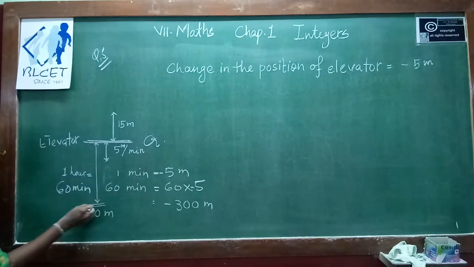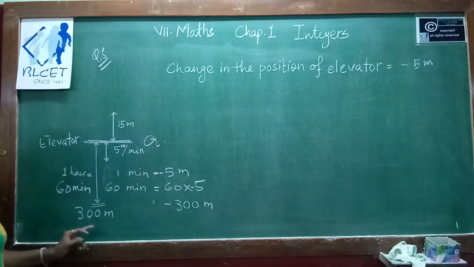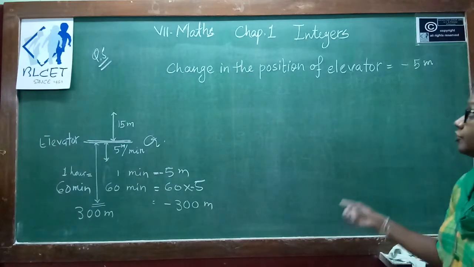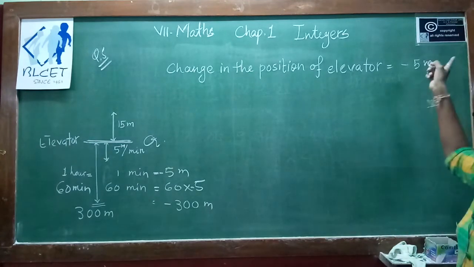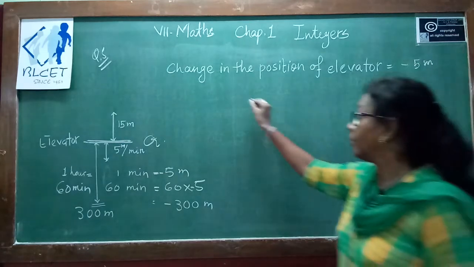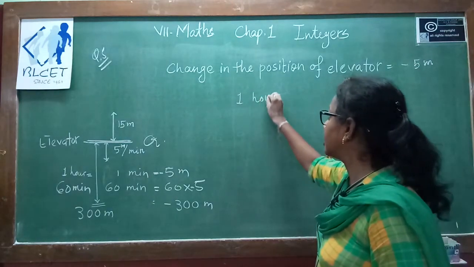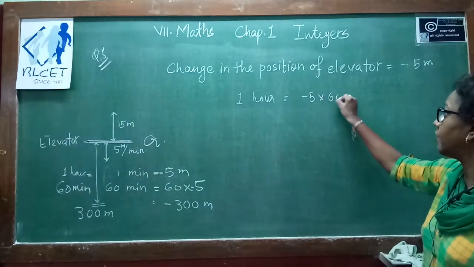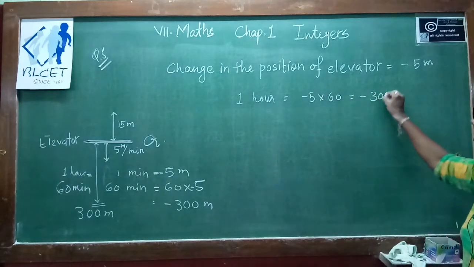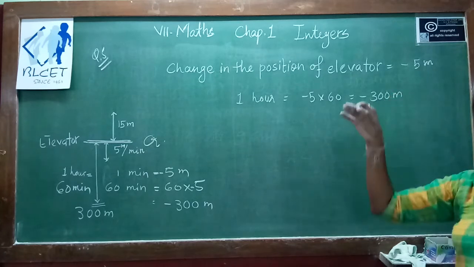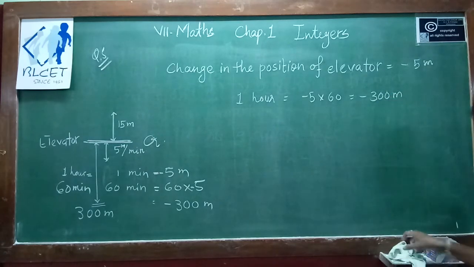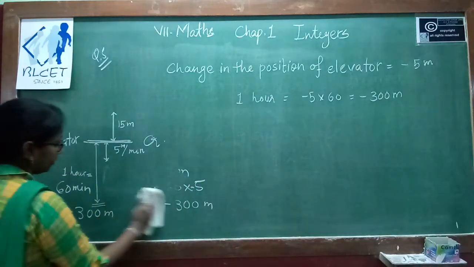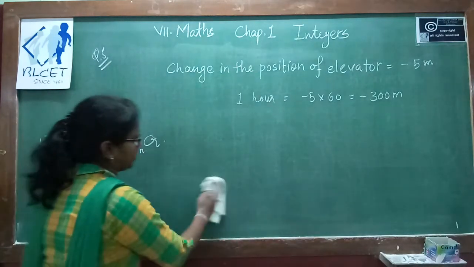So now your elevator is over here after 1 hour. So this way we can calculate. The change in the position of the elevator is -5 meter per minute. So in 1 hour, what is the change of the position? That is -5 into 60, which gives you -300 meters. So it is 300 meter down. Now, see the second question.